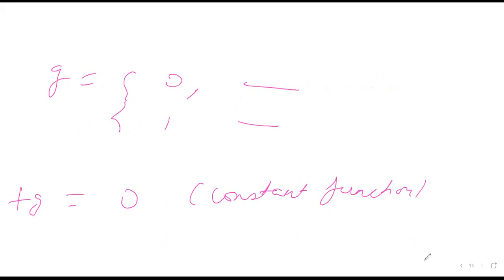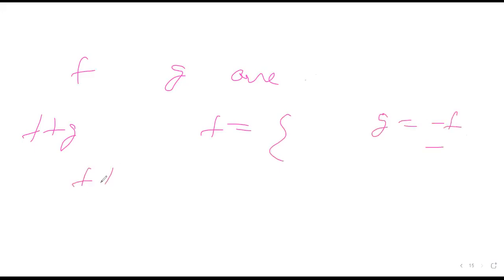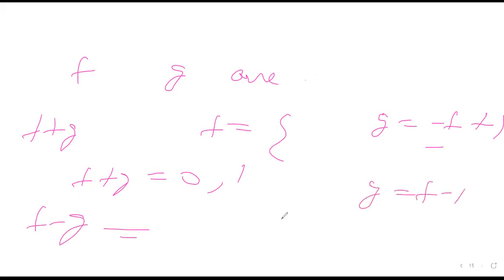Similarly, if you want to show that f and g are discontinuous functions, and you have to create a function f plus g which is continuous, take f equal to any discontinuous function, and take g equal to minus f. Then f plus g will come out to be 0. If you are not comfortable with 0, you can create minus f plus 1. Then it will be 1, a constant. You can create any constant, and you can create such a function for f minus g. Same case, you can take g equal to f minus 1 or g equal to f, and you will get a constant.